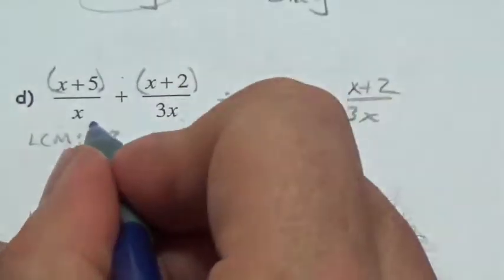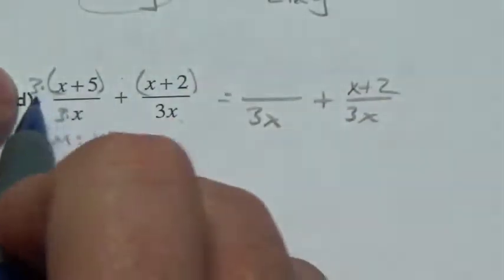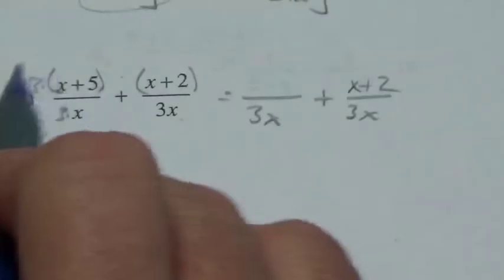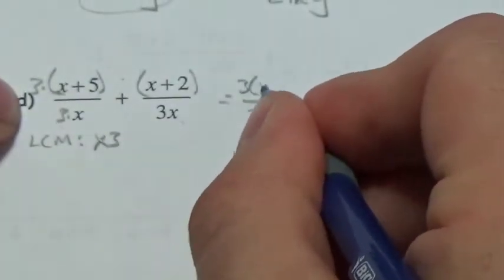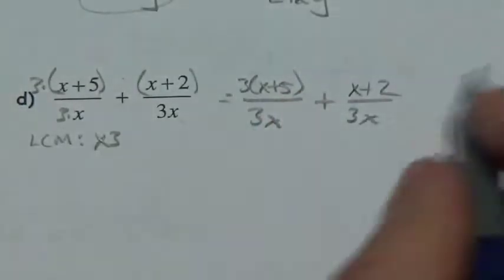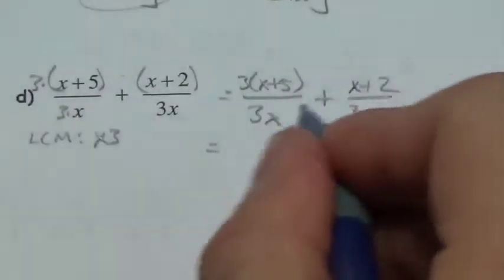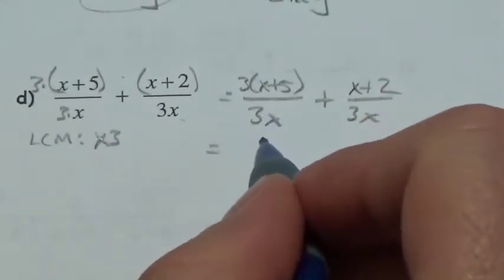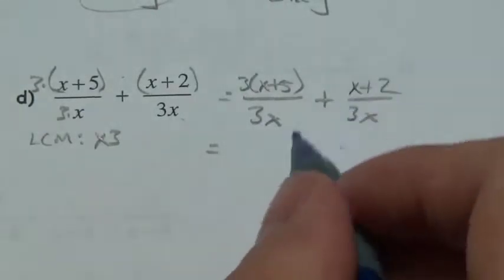But here I am missing a factor of 3 in the denominator, so I'm going to have to put a 3 right there. And if I do that, I've got to put it in the numerator. That way 3 divided by 3 is just 1. So I haven't changed this term, okay? So I've got this 3 multiplied by x plus 5. Good. There we go. So now I've got 3(x plus 5) over 3x, plus (x plus 2) over 3x.